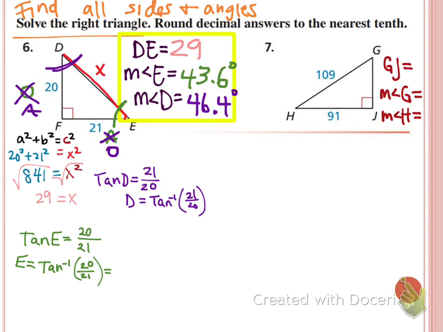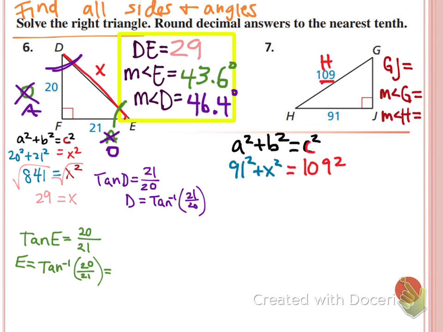So GJ is a missing side. I know two of the sides, so we are still going to use the Pythagorean theorem. This time is a little different. We are missing a leg and not a hypotenuse. Which of these numbers is the hypotenuse? 109. And 91 and x are the legs.